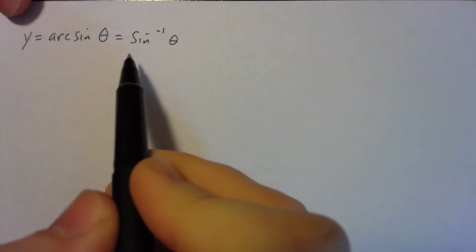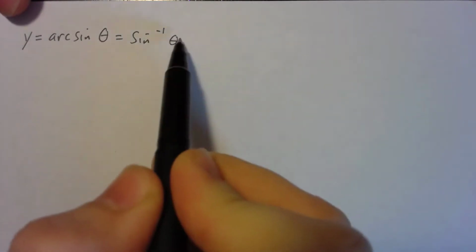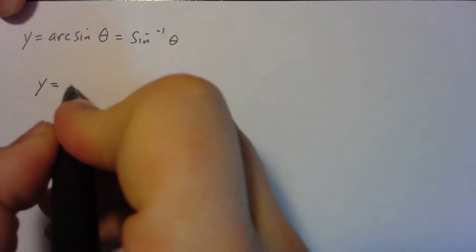In this video, we'll be looking at the derivative of arcsine, or any arc trig function for that matter. As you'll notice, arcsine is just another way of rewriting sine inverse of theta. So this right here is the function that is, again, going to undo everything that the sine function does.